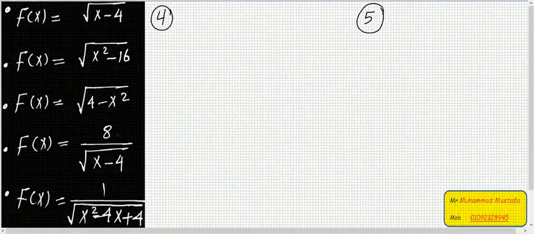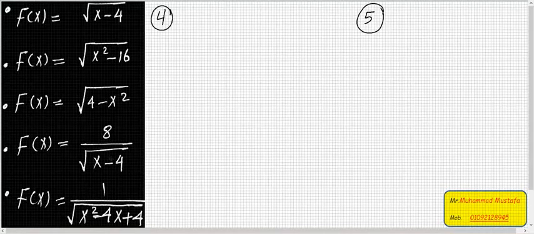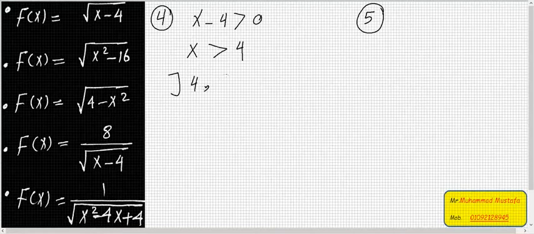f of x equals 8 over the square root of x minus 4. If the square root is in the denominator, we put the expression under the root greater than 0 only, not equal to 0. We put x minus 4 greater than 0 because we don't need 0 at the denominator, because division by 0 is meaningless. X minus 4 greater than 0, x greater than 4. That means the domain is from 4 open to infinity also open.